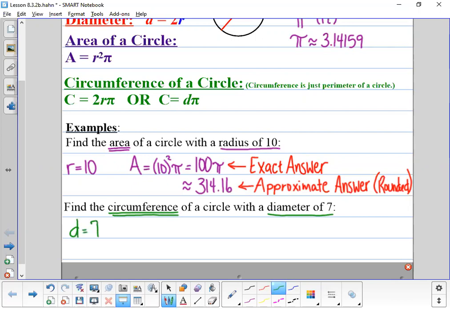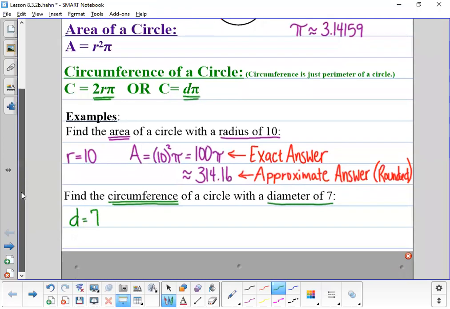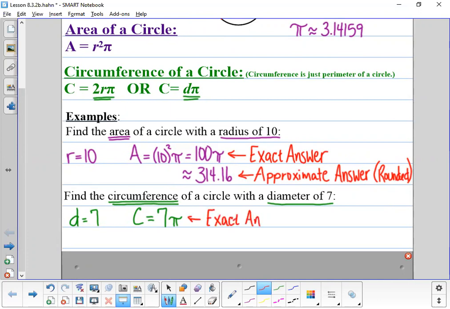So if I'm looking up at my formulas for the circumference of a circle, you either have it where you're given the radius or where you're given the diameter. So since I'm given the diameter, that's the one that I'm going to use. So I would say C is equal to my diameter, which is 7, times pi. That's it. There's nothing more to do. That's your answer. So this is the exact form, or the exact answer, 7 pi.